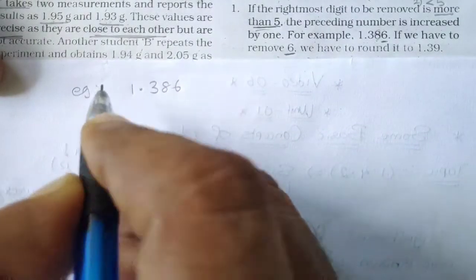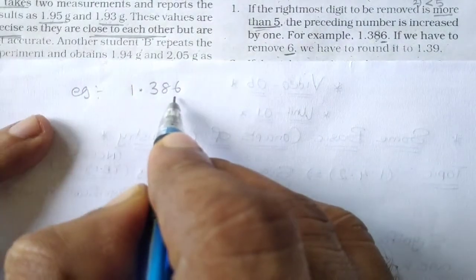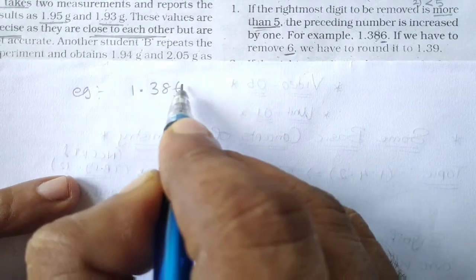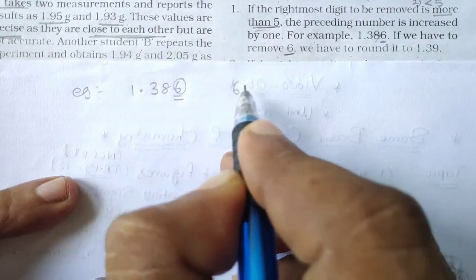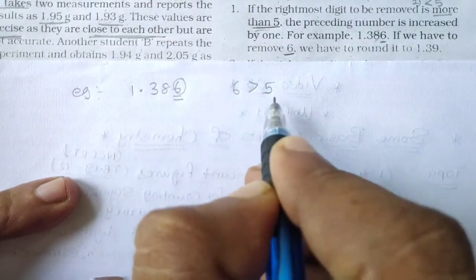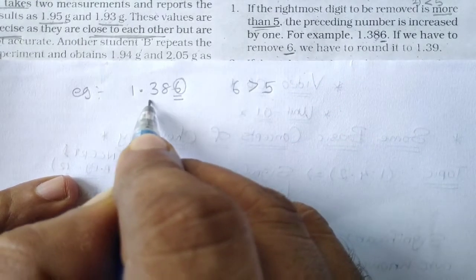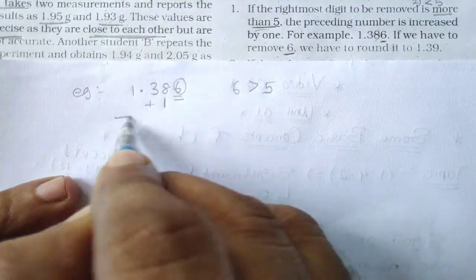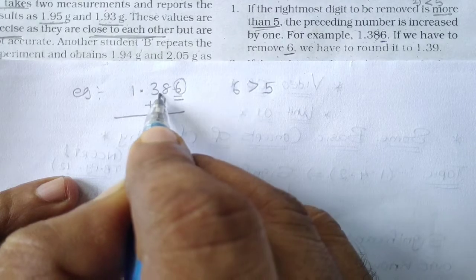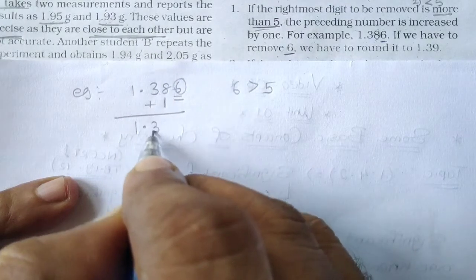Example, suppose we take 1.386. Now this number I have to remove. This number, 6, is greater than 5. If it is greater than 5, what do you have to do? You have to add 1 to the preceding number. This is the preceding number of 6. So it will be 1.39.